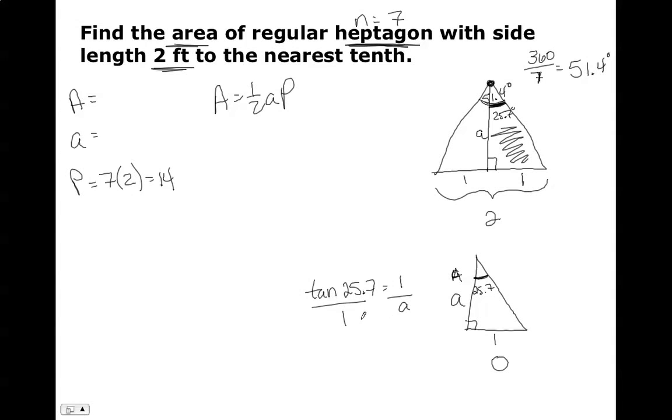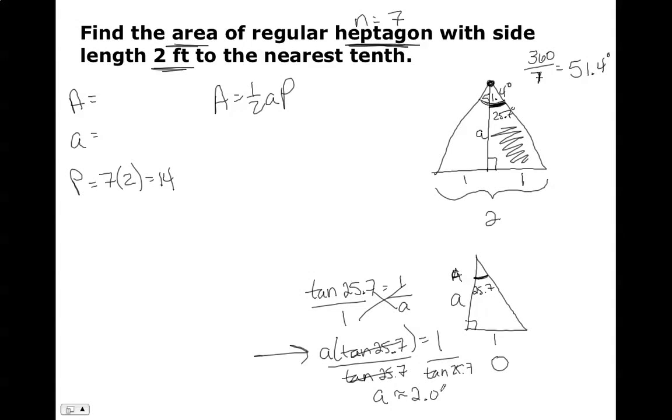Make your proportion, and we cross multiply. So a times tangent of 25.7 equals 1. You must show this step. This tells you whether or not you multiply or divide. And in this case, we are going to divide. And we get that our apothem is approximately 2.078.